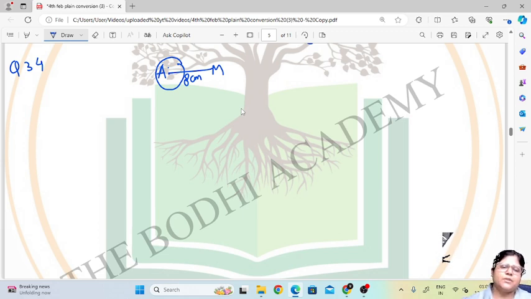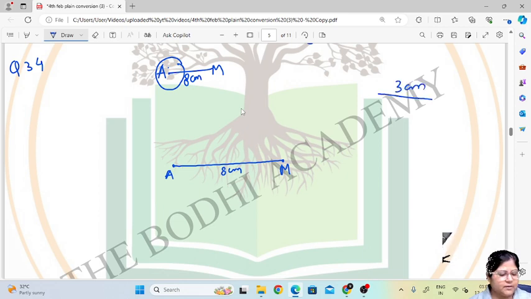Okay. So first, what thing you have to do? You should have the compass, scale, ruler and pencil. So AM of 8 centimeter first you will draw. Then with the help of compass and ruler you will measure 3 centimeter. Keep the pointer of the compass on A and draw a 3 centimeter circle, with radius 3 centimeter. Putting the pointer on A, make a circle.